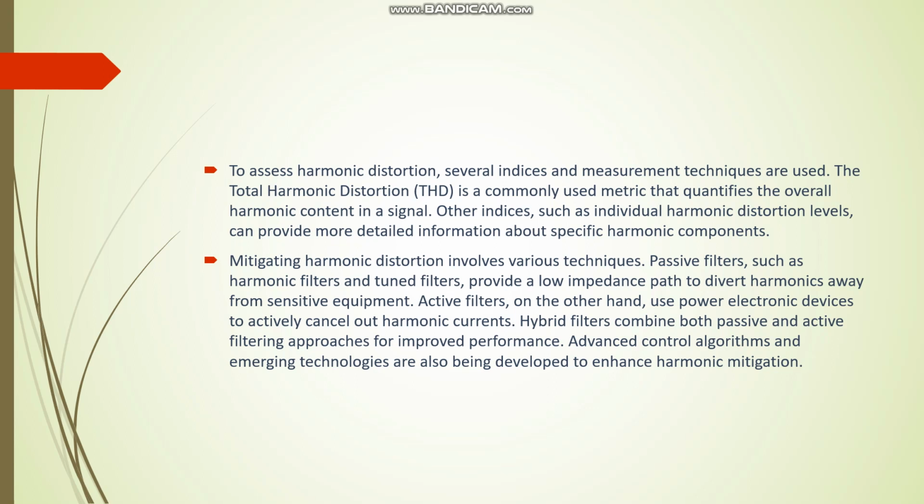Mitigating harmonic distortion involves various techniques. Passive filters, such as harmonic filters and tuned filters, provide a low impedance path to divert harmonics away from sensitive equipment. Active filters, on the other hand, use power electronic devices to actively cancel out harmonic currents. Hybrid filters combine both passive and active filtering approaches for improved performance. Advanced control algorithms and emerging technologies are also being developed to enhance harmonic mitigation.